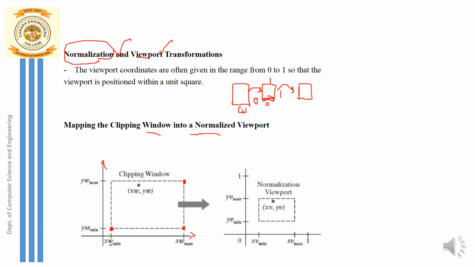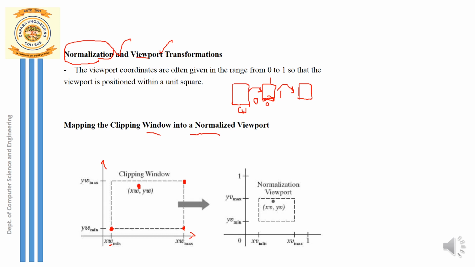to take a point here within the clipping window, about which you can say that I can translate this clipping window, or I can rotate this clipping window about one fixed point here, and that fixed point I'm going to take as xw comma yw. Now I'm going to map this clipping window into a normalized viewport. Remember, the normalized viewport is the one with the fixed boundary.